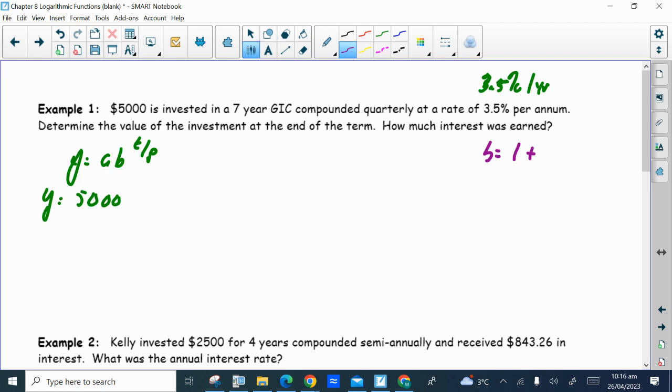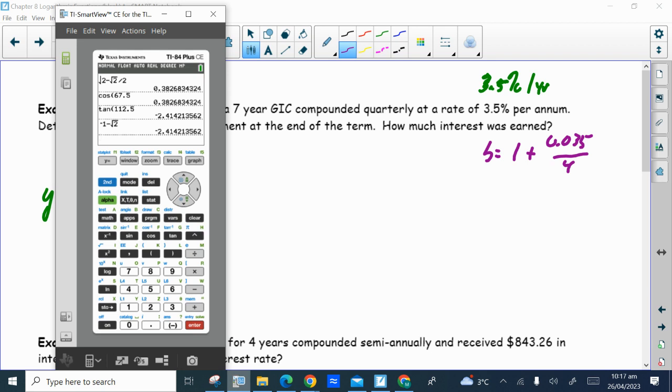Now, the annual interest rate is 3.5%. And remember, whenever you're working with percents, you change them to a decimal first before you do any calculation. So that's 0.035, but that needs to be divided by 4 to calculate the quarterly interest rate. Quarterly means 4 times a year. So you have to divide that by 4 to get what the quarterly interest rate is. So we can use our calculator to do this. 0.035 divided by 4. That is the quarterly interest rate as a decimal.